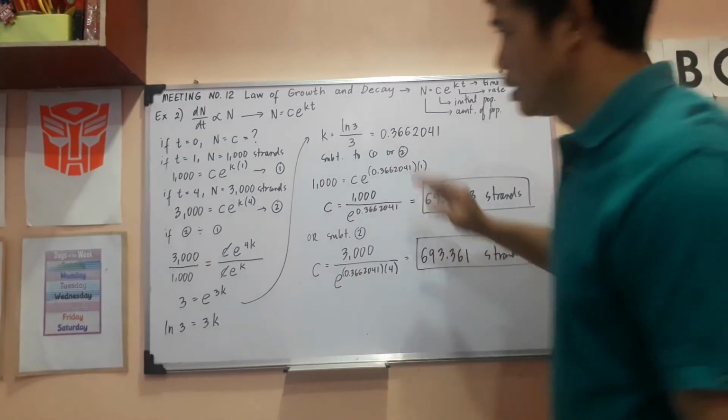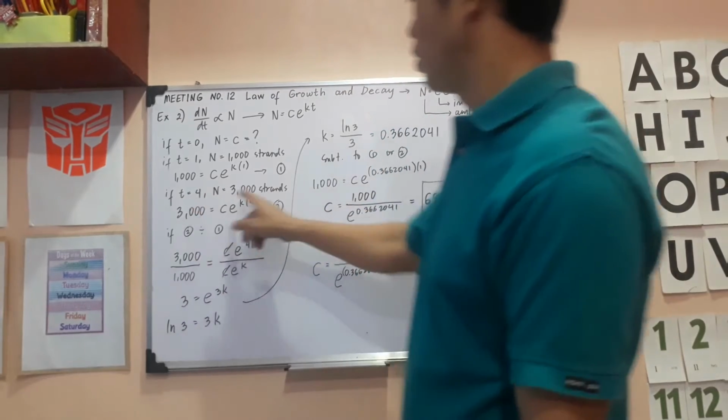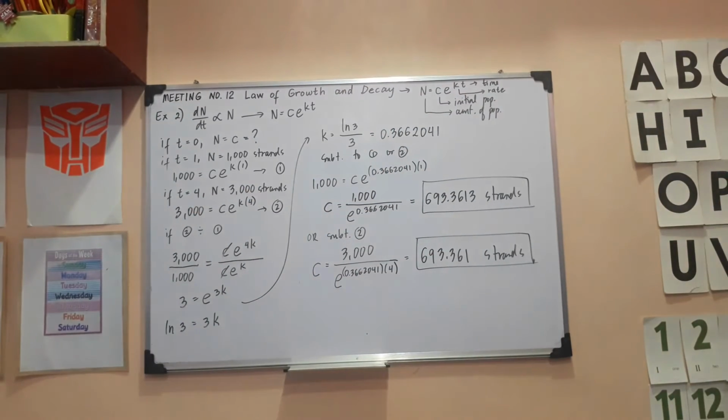So, initial strands, and then after 1 hour, naging 1,000. After 4 hours, naging 3,000. So, originally, 693.36 strands.